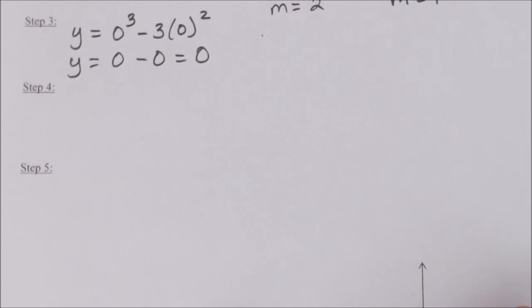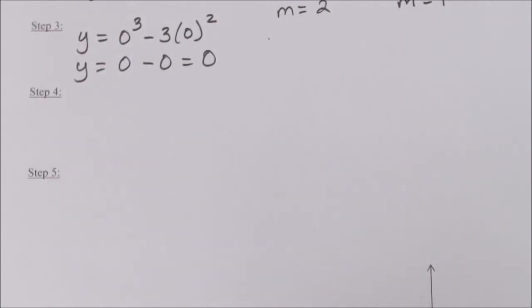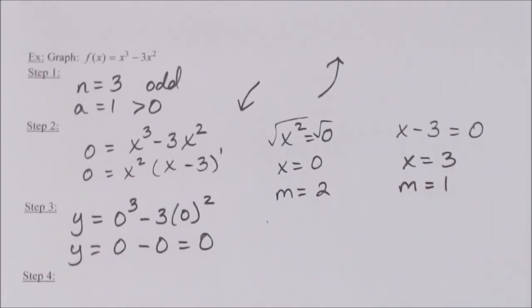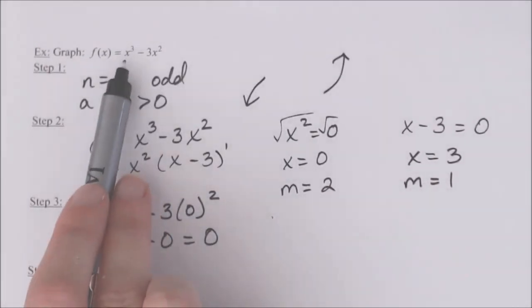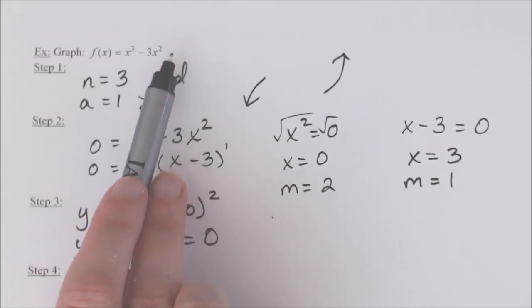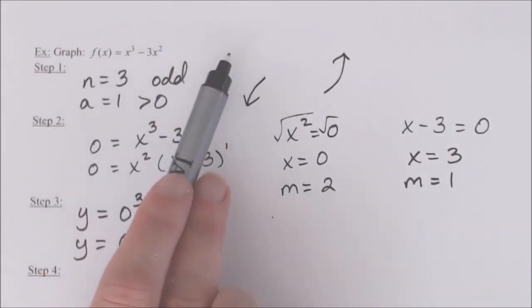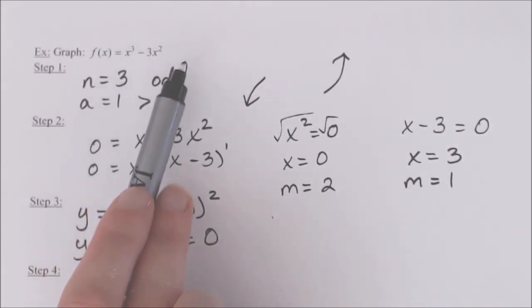Step 4 was to determine if it has any symmetry. In other words, determine if it's even or odd or neither. So remember to do this, use the shortcut. Look at the powers. So if the powers are all even, then it's even. If the powers are all odd, then it's odd. If the powers are mixed, then it's neither.